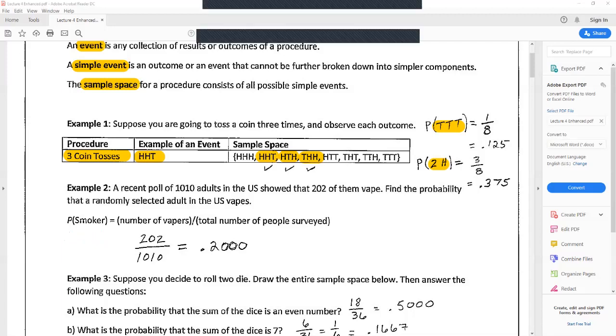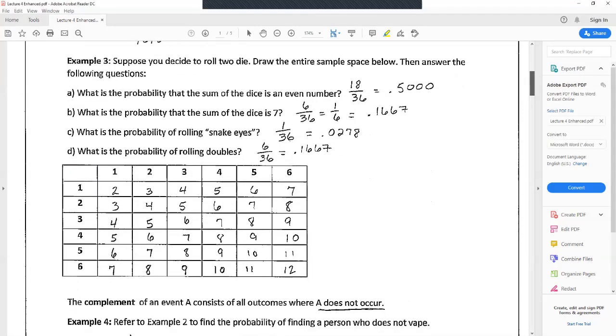Okay, so looking at example 3. Example 3 says, suppose you decide to roll 2 die. Draw the entire sample space below and then answer the following questions. Okay, so if you look down at the table, let's let this top row here, this header, represent the results that could occur on one of the die, and we will let this column on the far left represent the possibilities on the second die.